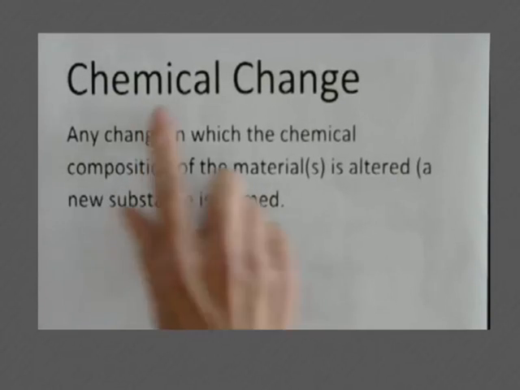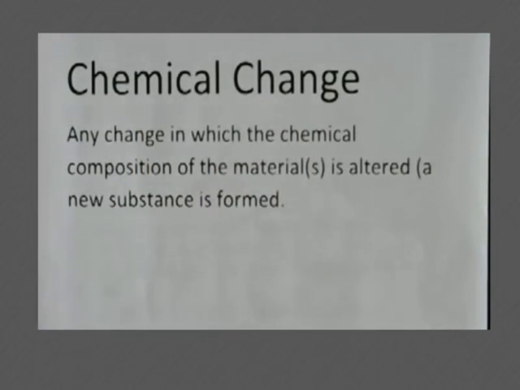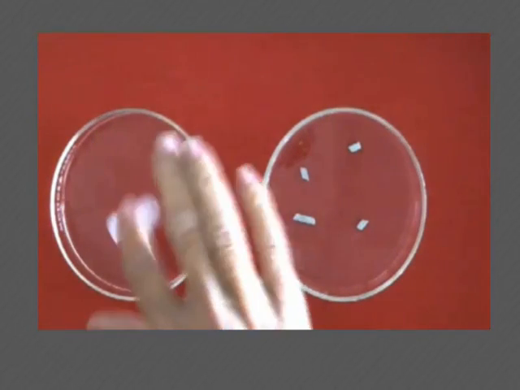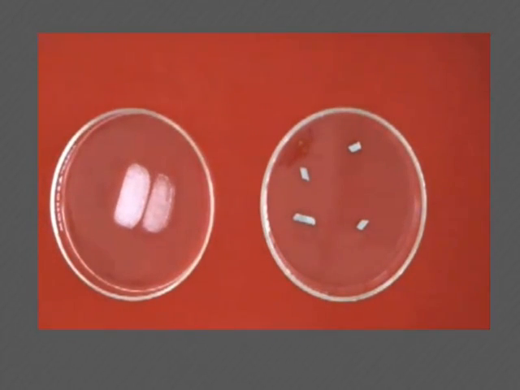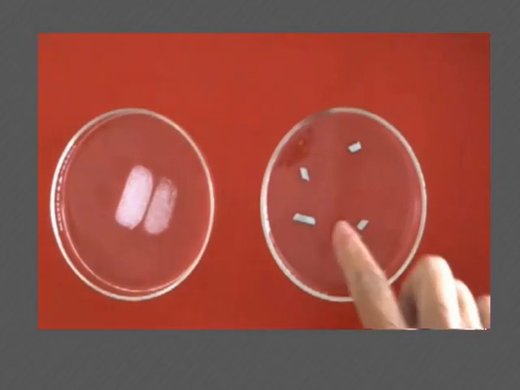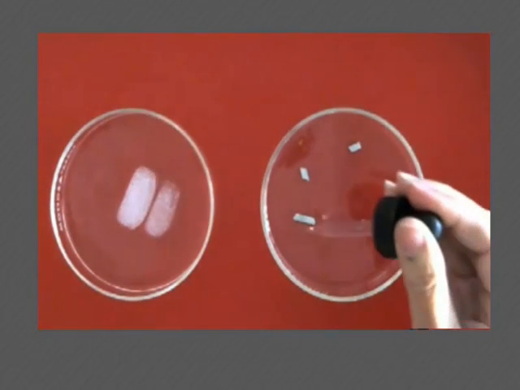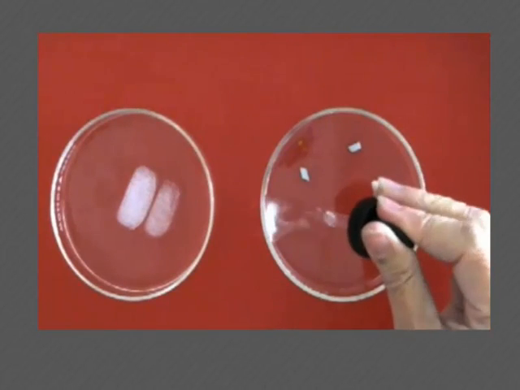A chemical change is any change in which the chemical composition of the material is altered and a new substance is formed. So let's go back to our examples again. Here I have the magnesium, and here I have the water. I'm only going to show the reaction of the magnesium here with the acid. So I'm going to react it with 1 molar hydrochloric acid. I'm going to squirt it on these samples.